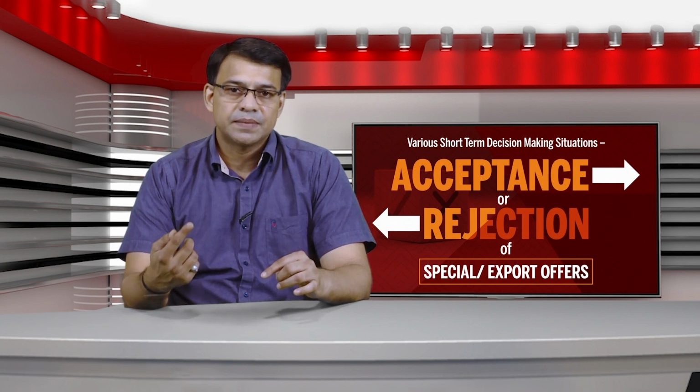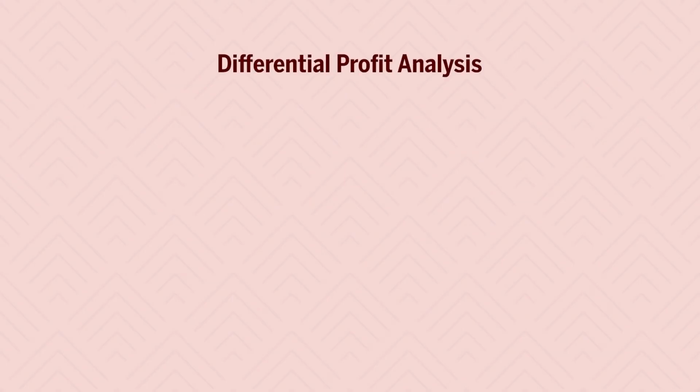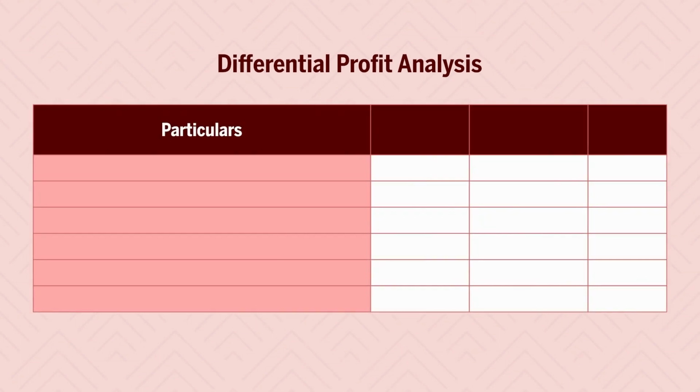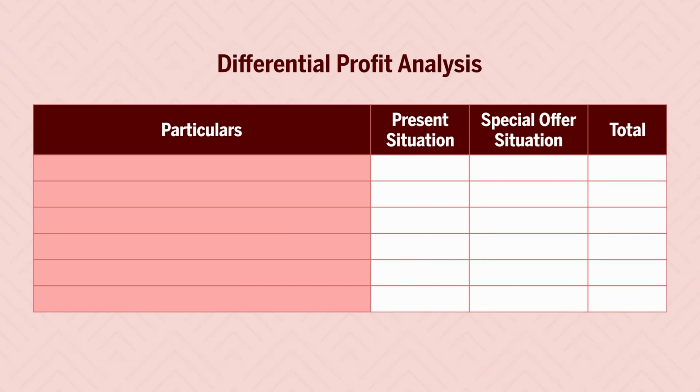Relevant cost is variable cost and the special cost relevant to such a special offer only, and fixed cost is considered to be irrelevant for such a special order. So here we will make the calculation in 3 parts. We will make the first calculation for the present situation, then we will make the calculation for the special offer situation, and then we will make the total of both situations, present situation and special offer situation, and that will give us an idea about the differential profit analysis.